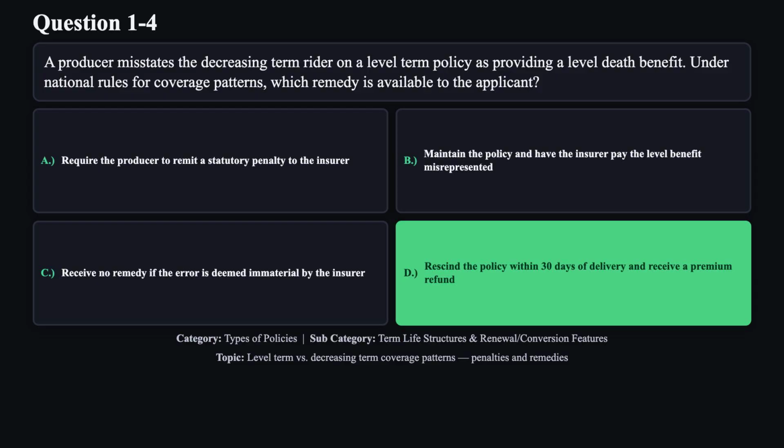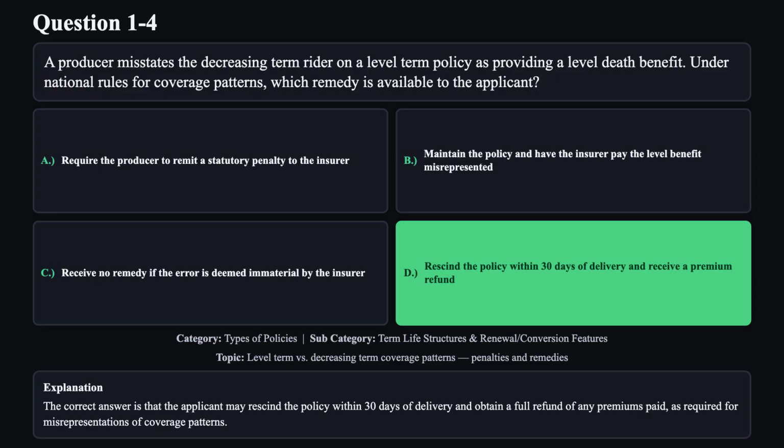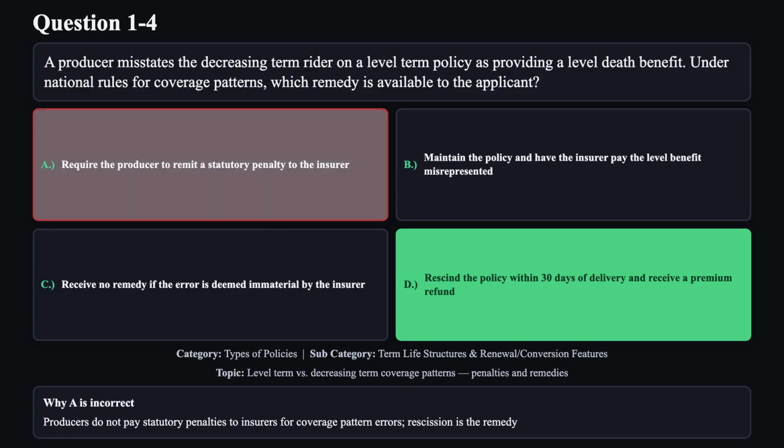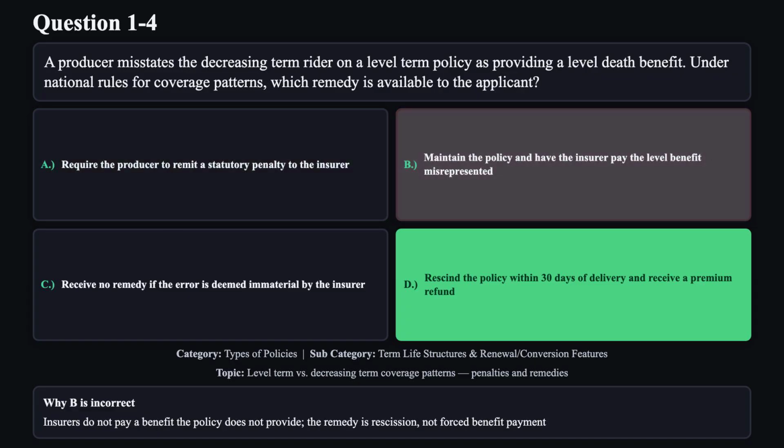The correct answer is D. The correct answer is that the applicant may rescind the policy within 30 days of delivery and obtain a full refund of any premiums paid, as required for misrepresentations of coverage patterns. Reason A is not correct. Producers do not pay statutory penalties to insurers for coverage pattern errors. Rescission is the remedy.